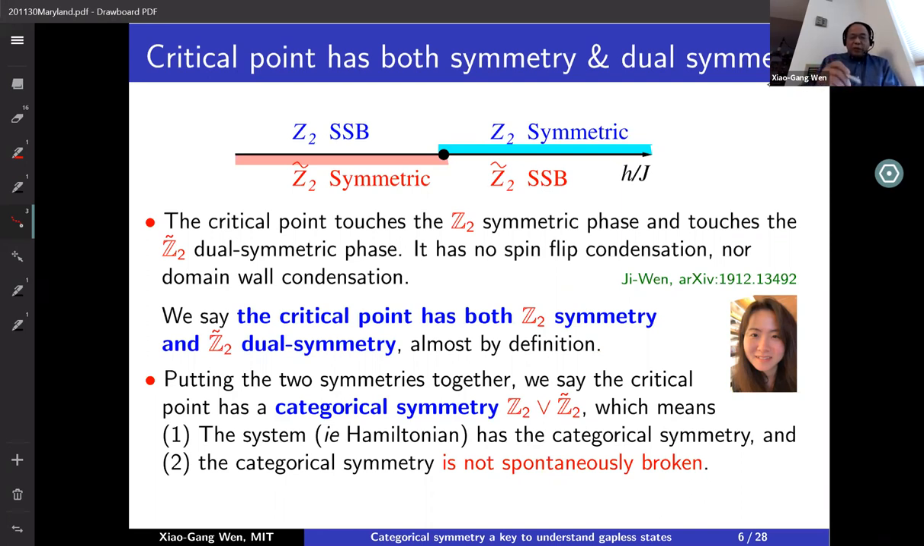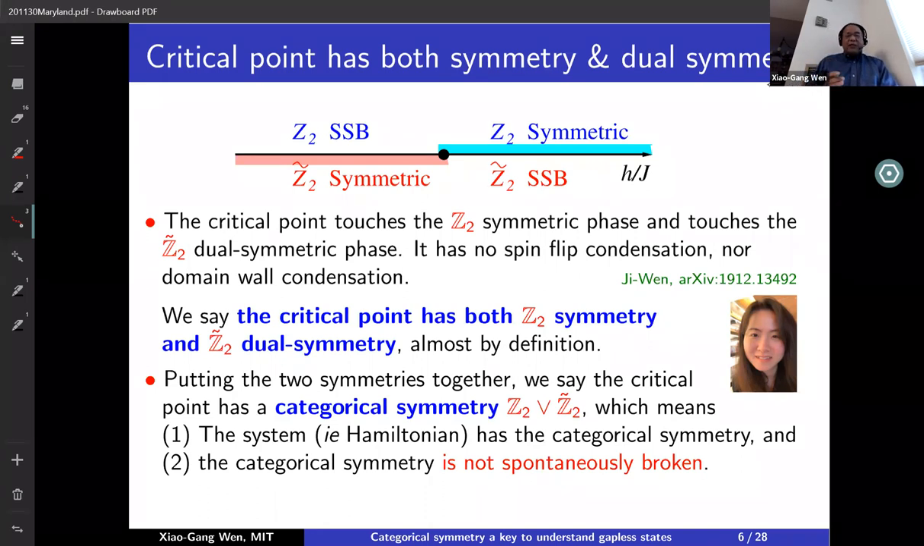Because both symmetries are important, we want to put them together. And then we call this a categorical symmetry when you put them together. It really means the following. The system's Hamiltonian has this categorical symmetry. However, the ground states may not, because in this state the ground state may break part of the categorical symmetry, and here the ground state breaks the other part. But at the critical point, the categorical symmetry is not spontaneously broken. So the critical point happens to be a state which maintains the full categorical symmetry. Other states on the side break part of the categorical symmetry.